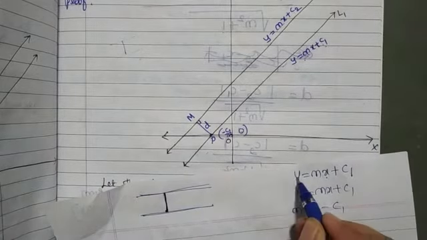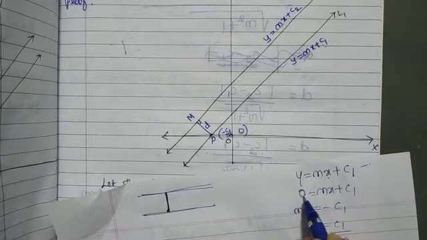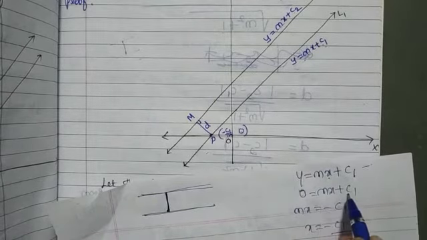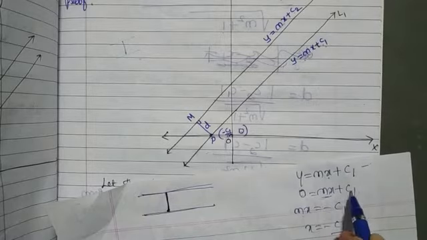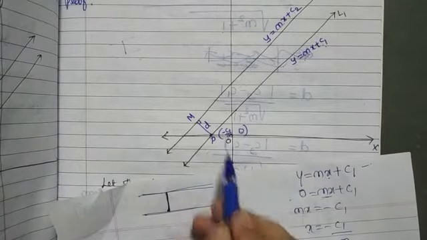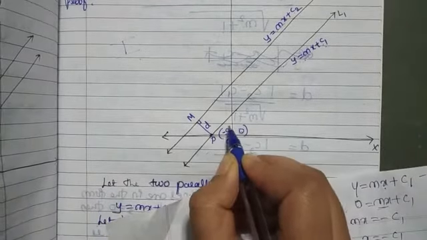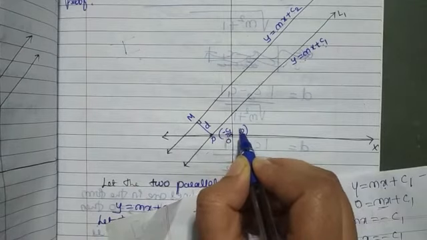So put y is equal to 0 in the given line L1. Then we get 0 is equal to mx plus c1. Therefore mx is equal to minus c1. Therefore x is equal to minus c1 by m. Therefore the coordinate of this point is minus c1 by m comma 0.